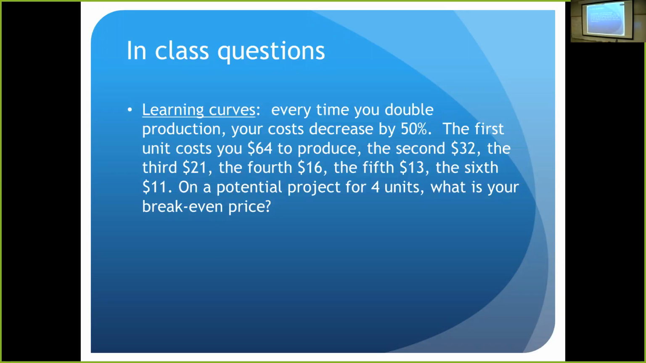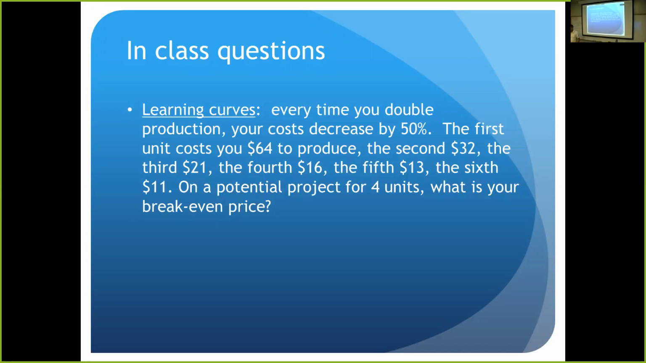$64 is the first one. 32. So we got 64 plus 32 is what, 96. 96 plus 21, 117. And then plus 16, 133. All right, 133. And then to find the price that we break even by, what would I need to do? It's $133 total cost here. Divide that by 4, right? So 133 divided by 4, what does that equal?